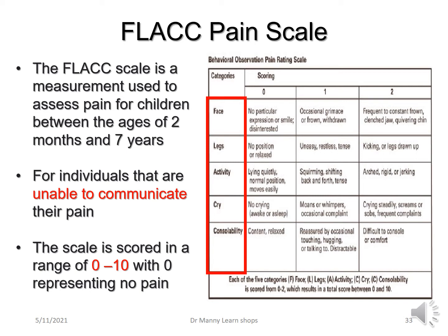Each of the 5 categories, face, legs, activity, cry, consolability, is scored from 0 to 2, which results in a total score from 0 to 10. If you get 0, you're not doing your job. If you get 10, fantastic.